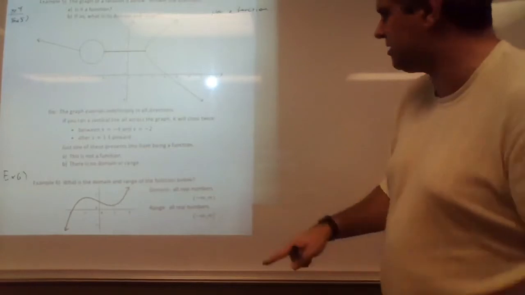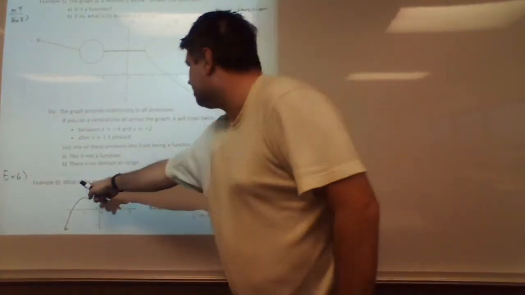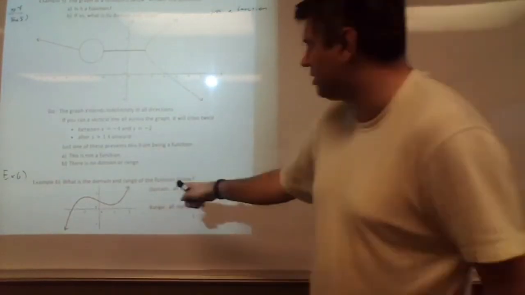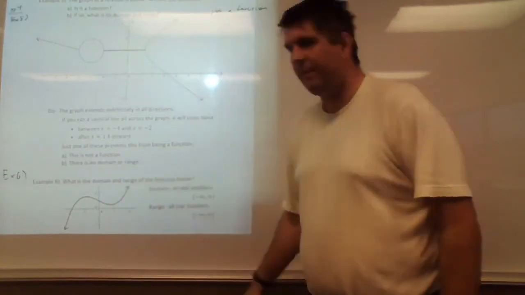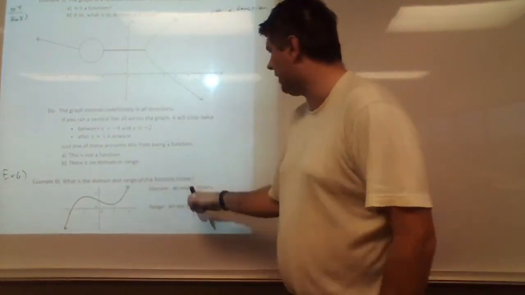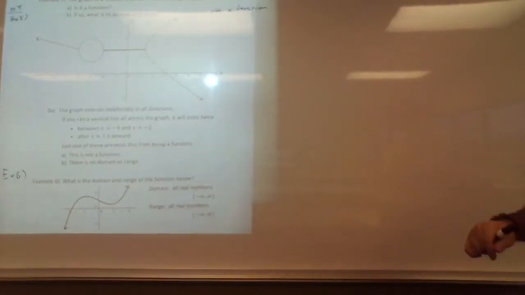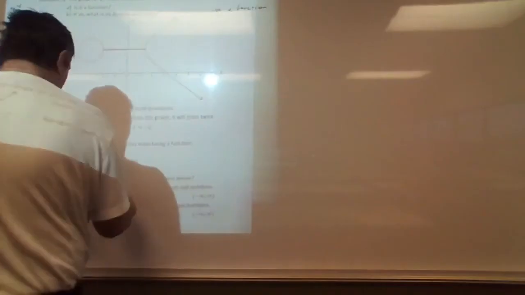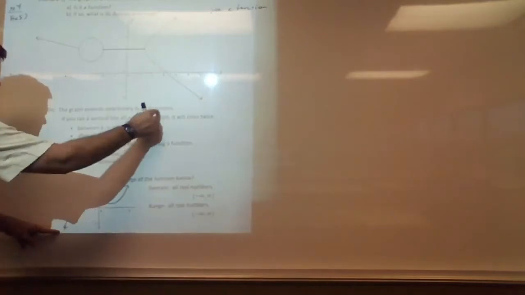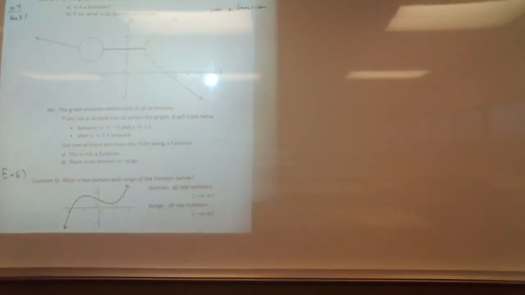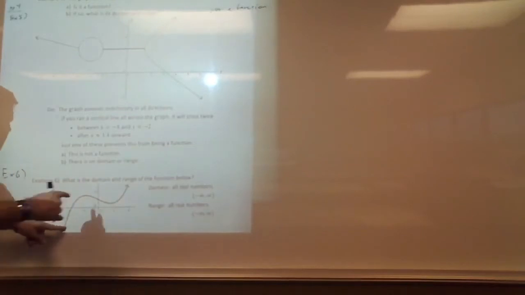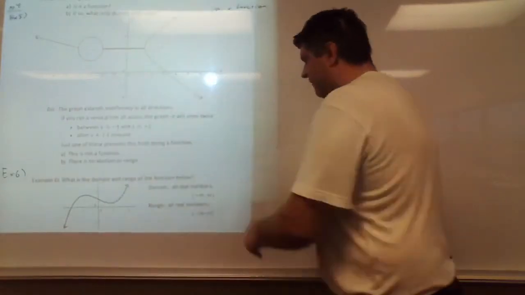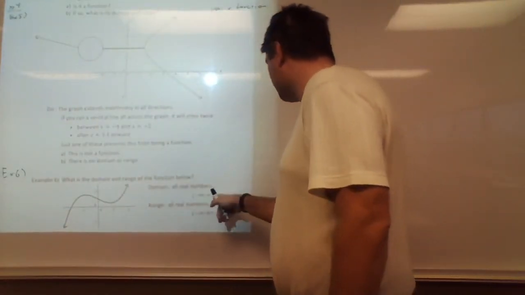Now for example 6, I provided another graph, and it says, what is the domain and range of the function below? Well, I already told you that this is a function. That information was provided. So that's not a yes or no question about whether it's a function or not. The question asks, what's the domain and what's the range? Well, these arrows indicate that it continues forever in this general direction. Ditto down here. So the domain is all real numbers. It extends forever. Or in interval notation, negative infinity to infinity.